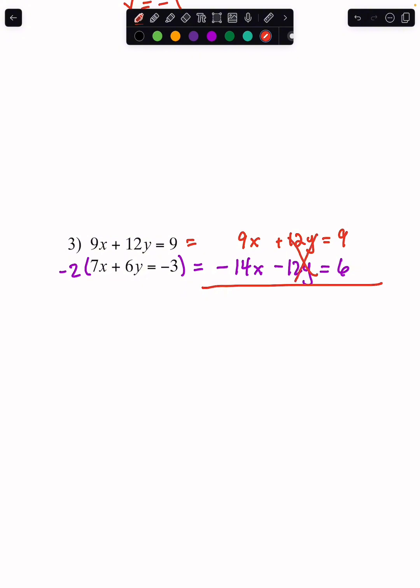And then I'm going to do 9 minus 14x. 9 minus 14x is negative 5x. And then 9 plus 6 is 15. Divide both sides by negative 5. x equals negative 3.